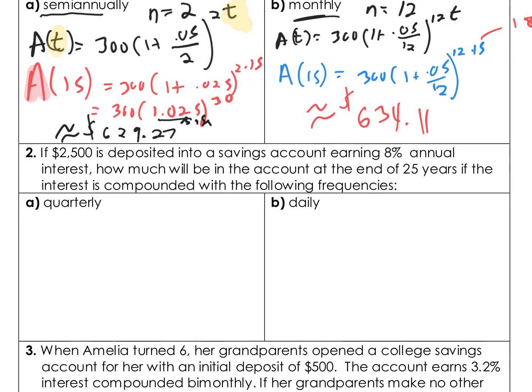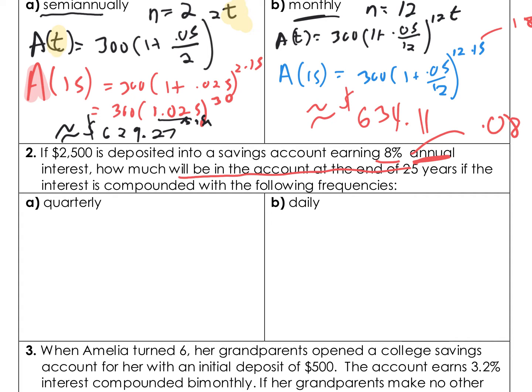If $2,500 is deposited into a savings account that is earning 8%, which is, by the way, 0.08 as a decimal, and is annual. Annual means for the year, the annual interest. You've heard the term APR? When you see APR, when you're buying a car, buying something, APR means annual percentage rate.